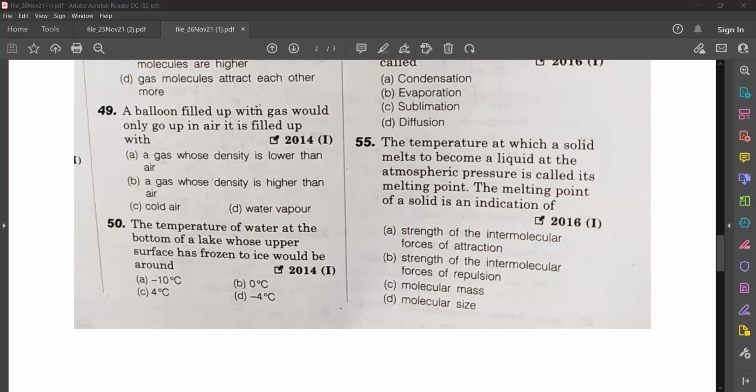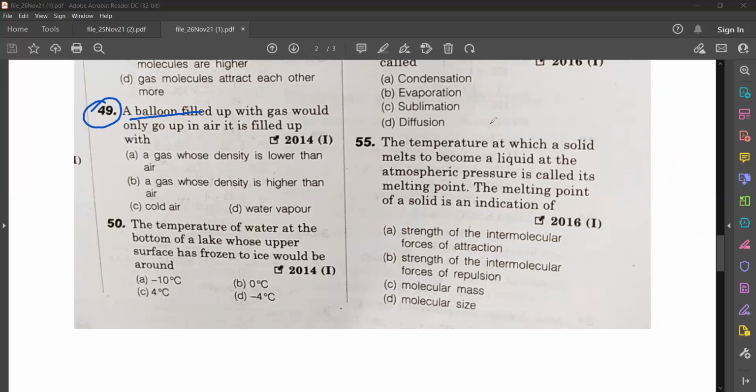So moving to the 49th question. A balloon filled up with gas would only go up in air if it is filled up with a gas whose density is lower than air, a gas whose density is higher than air, cold air, or water vapor.